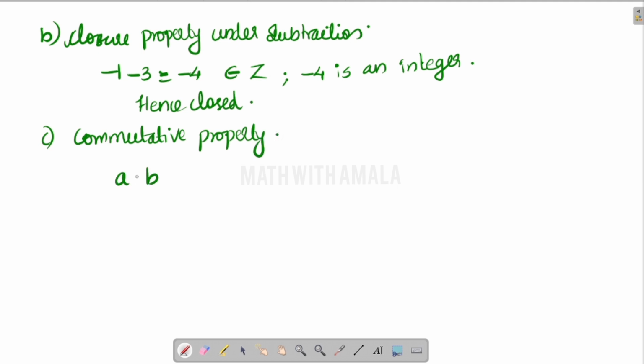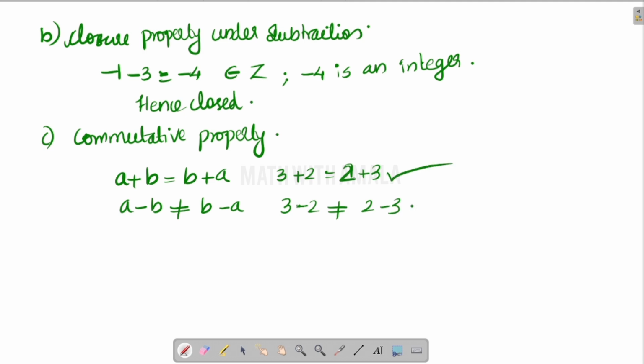Next, commutative property. What is commutative property? Just reversing what you have taken. If you have taken a plus b, then take its reverse, b plus a. So I have given here that a minus b is not equal to b minus a, but a plus b is equal to b plus a. Let's take 3 plus 2, that is equal to 2 plus 3, it is obvious. But in case of 3 minus 2 and 2 minus 3, they are not equal. So we can say only commutative property is holding under addition for integers. So integers are commutative under addition only.